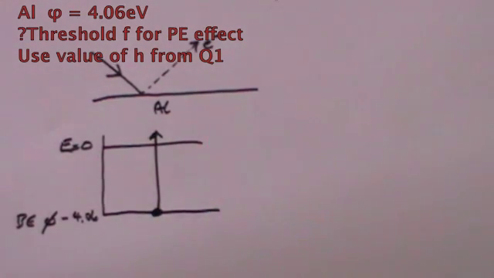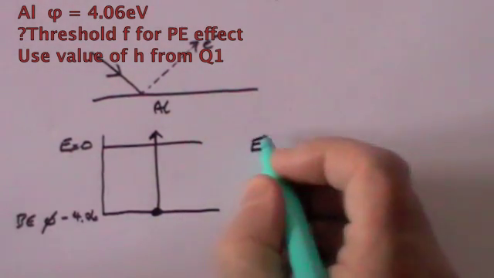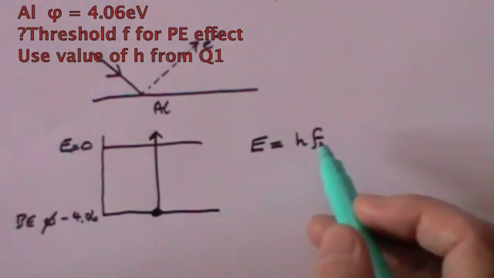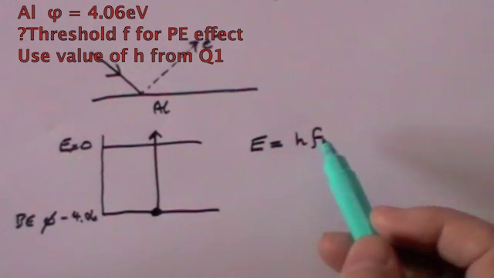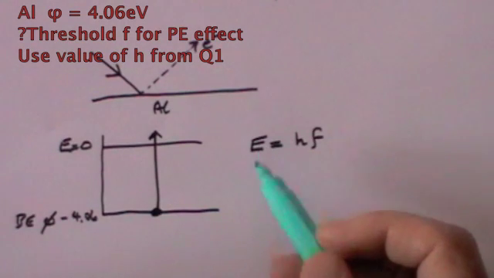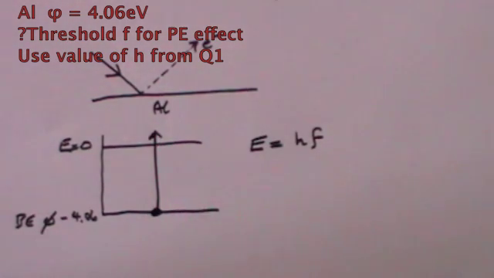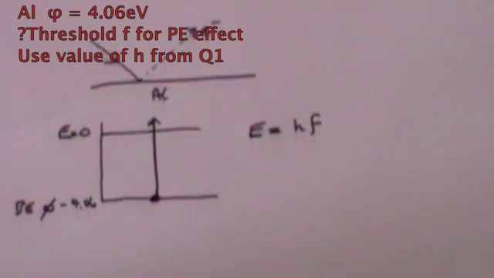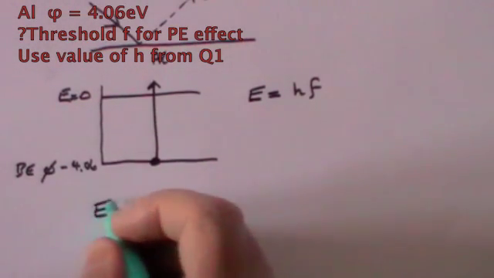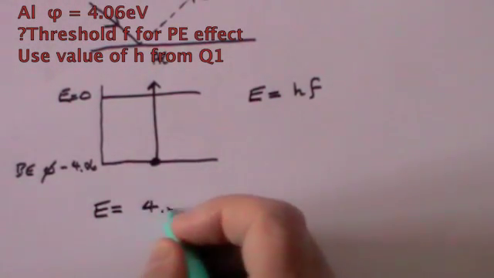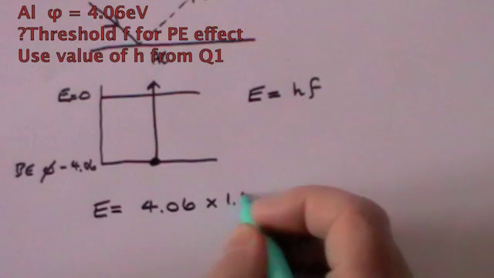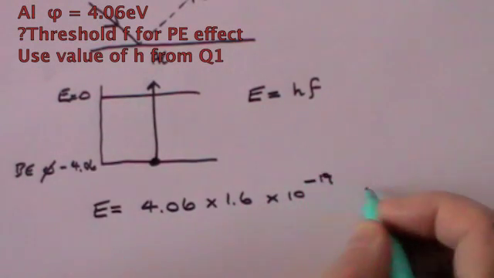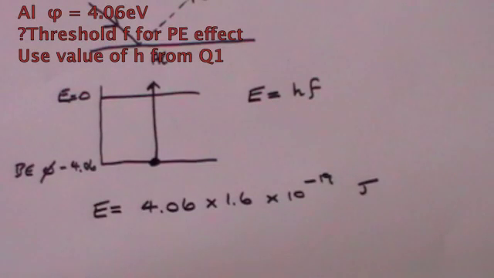And we know that E equals hf, where f is the frequency. So the question is, since h is a constant, what frequency do you need to get sufficient energy to kick the electron out? In other words, to give it 4.06 electron volts. Well, now it's just mathematics. So we've got E equals 4.06. Now remember, that's electron volts. We need it in joules for SI units, so we have to multiply by 1.6 times 10 to the minus 19, and now we've got a value in joules.